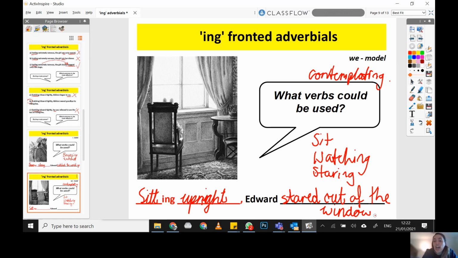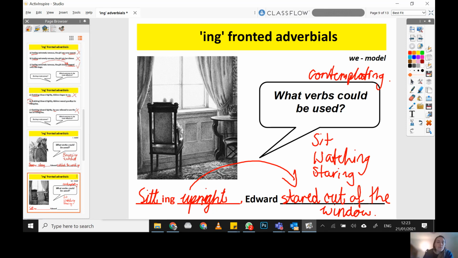You could have said sitting on the chair, or you could have reversed it. You could have said watching from the window, Edward sat morosely on his chair. Okay, so just remembering that our 2 verbs want to be different but add to each other. I now know how he was when he was staring out the window.